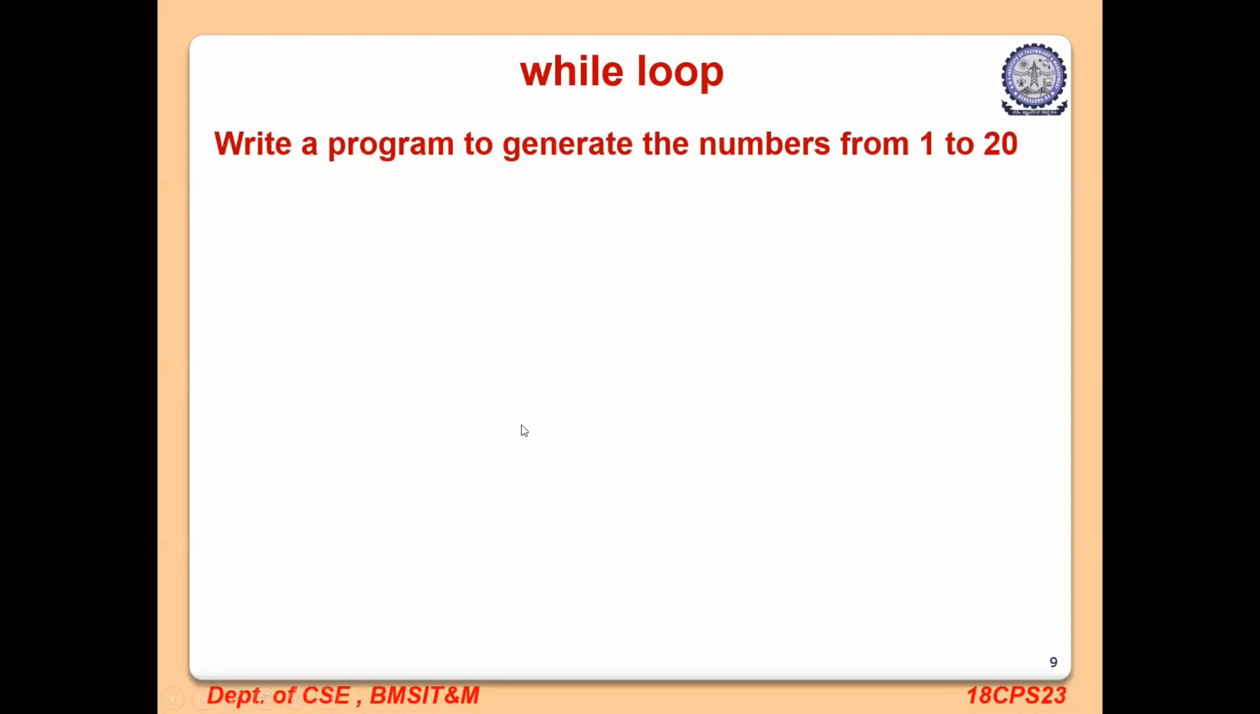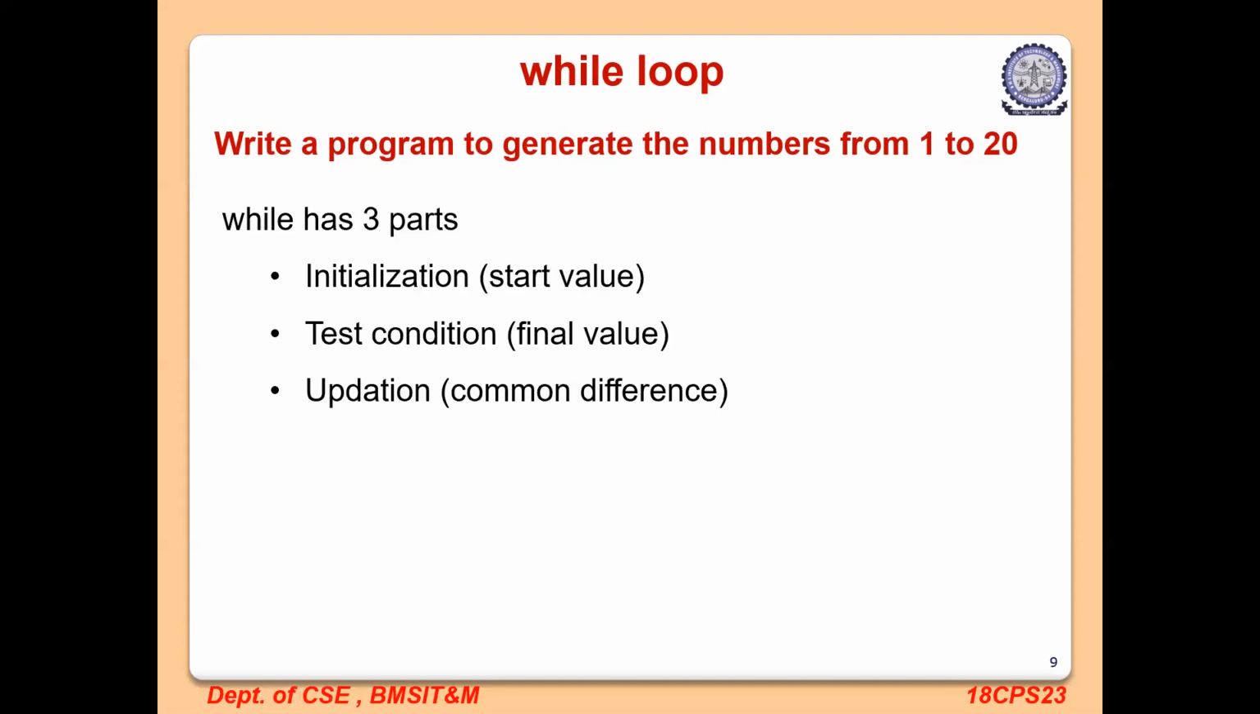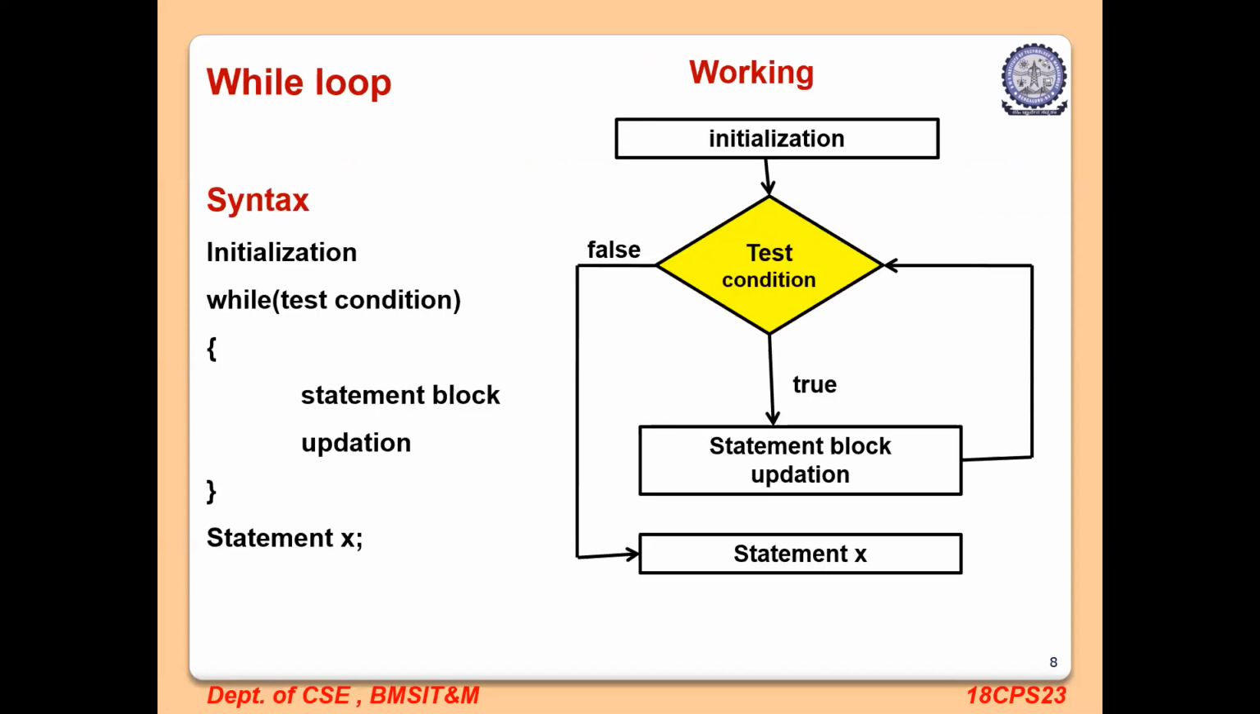Okay, now let's start off with a simple program to generate numbers from 1 to 20. Since we are using while, we need 3 parts. We just saw those parts in the previous slide; let me go back and reiterate. Initialization statement, then a conditional statement to check, and then an updation statement.